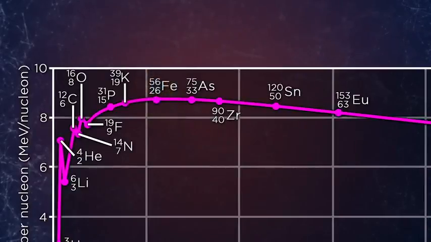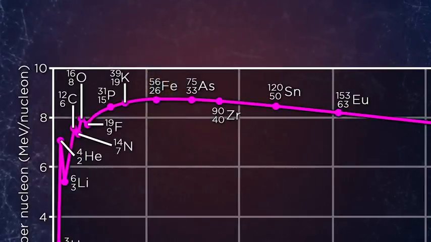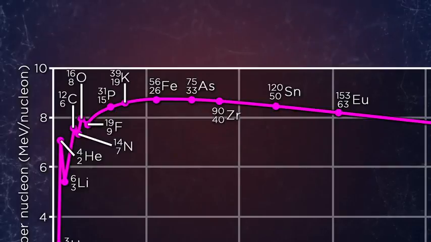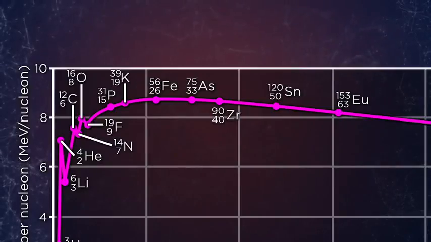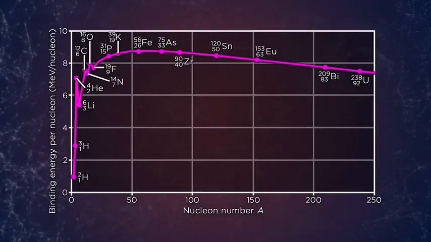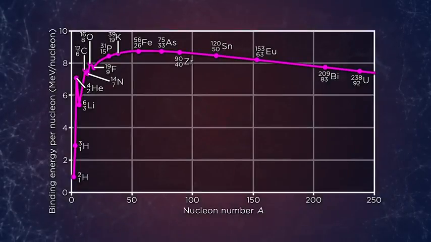Iron also has a particularly special place. Notice that iron-56 is the king of all nuclei when it comes to binding energy. To separate a nucleus of iron-56 into its constituent parts requires more energy than any other nucleus. And it's this remarkable stability of iron that makes it so common in our universe compared to most other metals.